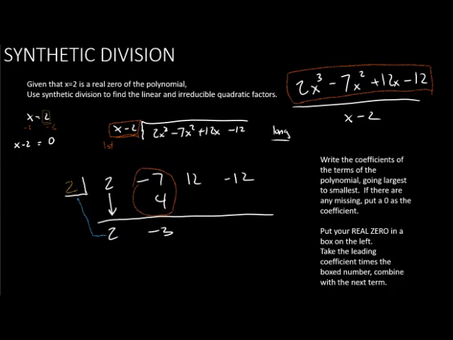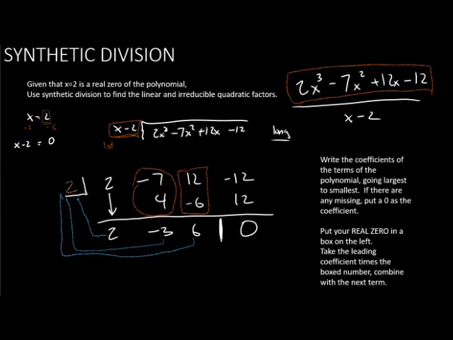Now we will repeat this process. We'll take that negative 3 also times the box number. Negative 3 times 2 will give us negative 6. Then once again we combine the terms, 12 minus 6. If we do that, we will get positive 6. Then we take that 6 we just got, again times the boxed number on the left. 6 times 2 will give us 12, and now negative 12 plus 12 gives us 0.